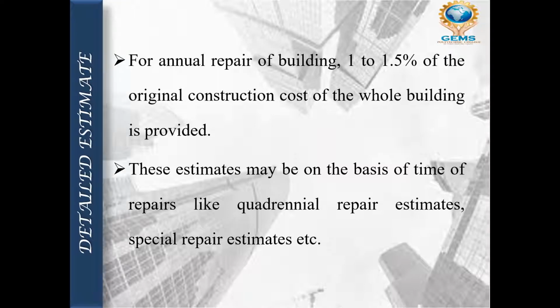These estimates may be based on the time of repairs, like quadrennial repair estimates. A quadrennial repair estimate lasts for 4 years; it is done every 4 years. Then special repair means restoring something by replacing a part. That is normal repair work.